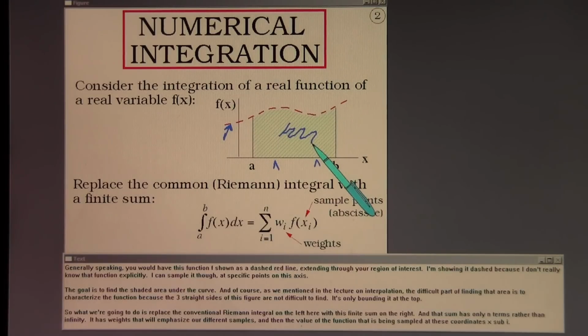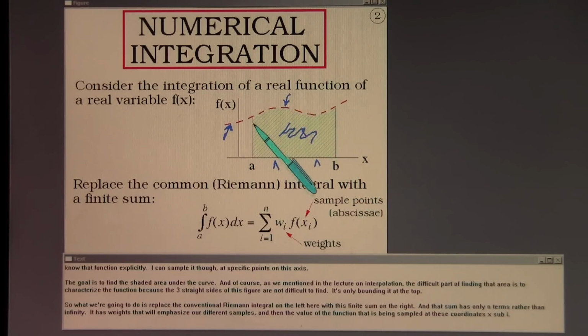And of course, as we mentioned in the lecture on interpolation, the difficult part of finding that area is to characterize the function, because the three straight sides of this figure are not difficult to find. It's only bounding it at the top.